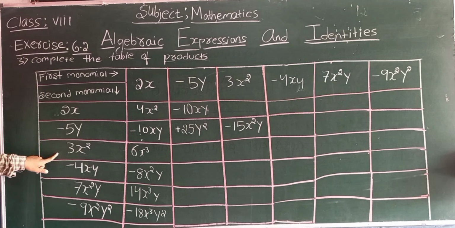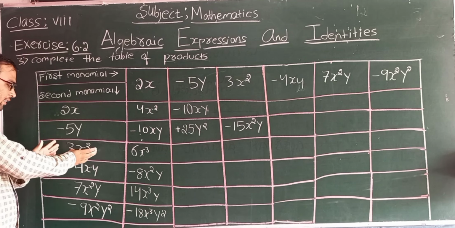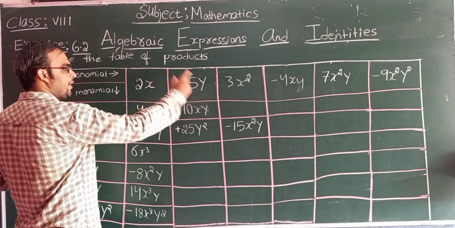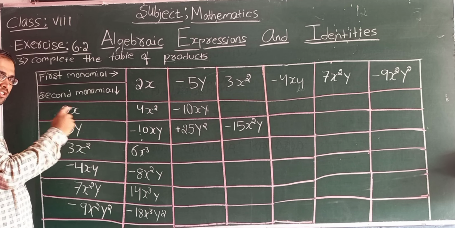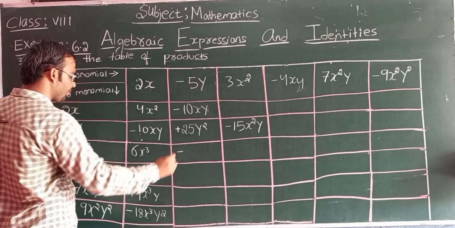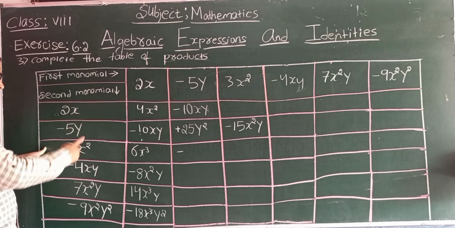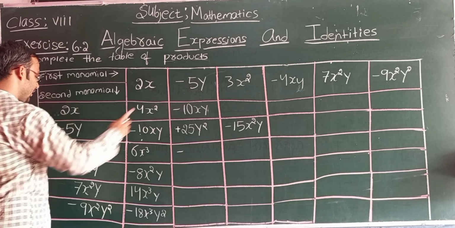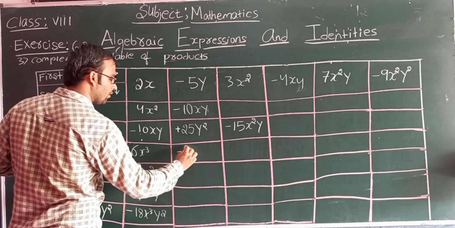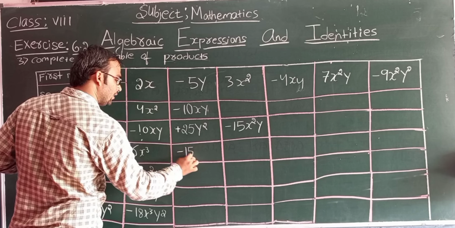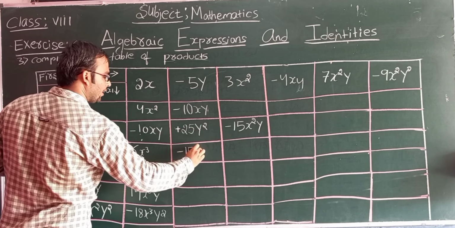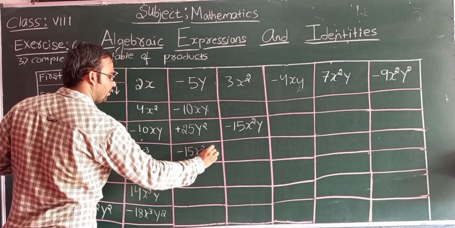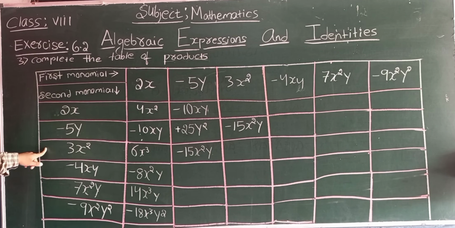Now come to this. We need to multiply 3x square with minus 5y. Here minus is there, here plus is there, so plus into minus will be minus. Now multiply numbers, 5 3s are 15. x square into y will be x square y.